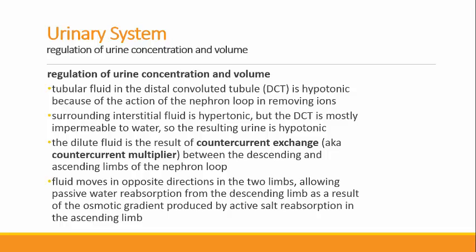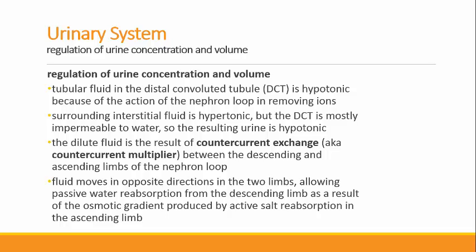And it's because of all the work that's happened in the nephron loop to remove the ions that are found in the urine. So if the tubular fluid is hypotonic, then that means the interstitial fluid that surrounds the tube is hypertonic. The distal convoluted tubule is, under normal circumstances, mostly impermeable to water. So if there is no other action taken on this urine, the resulting urine that we would make is hypotonic.